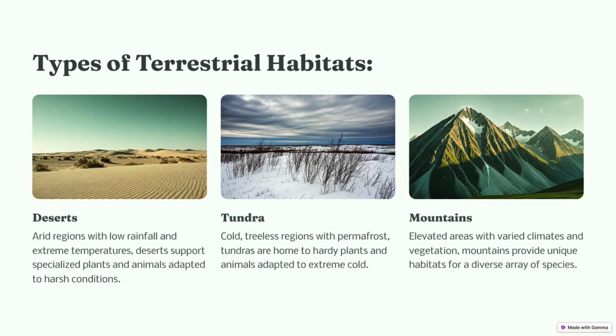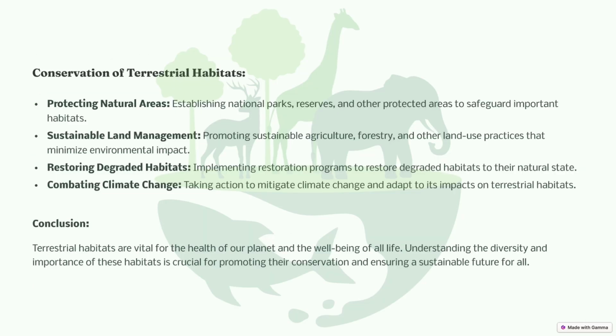We also have deserts, arid regions with low rainfall and extreme temperatures. Deserts support specialized plants and animals adapted to harsh conditions. We also have the tundra. Cold, treeless regions with permafrost. Tundras are home to hardy plants and animals adapted to extreme cold, as well as mountains, elevated areas with varied climates and vegetation. Mountains provide unique habitats for a diverse array of species. So those are the types of our terrestrial habitats.